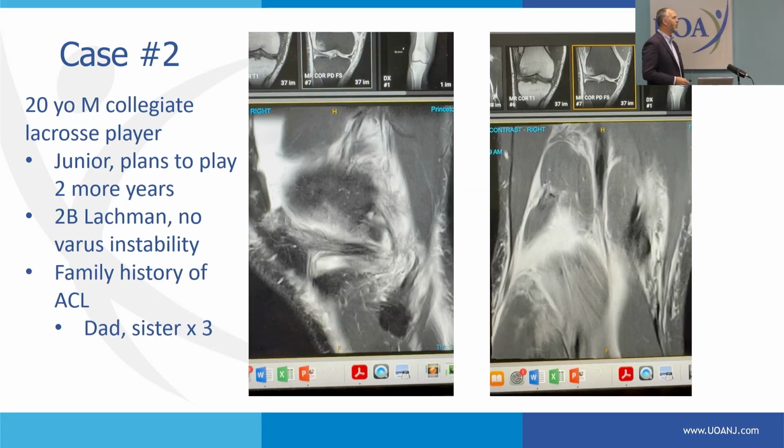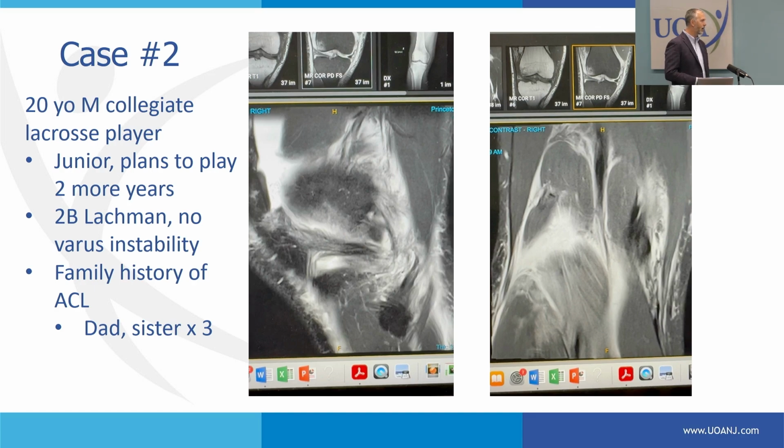So we have a 20-year-old male who's a collegiate lacrosse player. He's a junior, wants to play 2 more years. He had a pretty classic story, non-contact pivoting injury. Swollen, concerning Lachman, doesn't have any clear signs of a collateral injury on your exam. But as you get to talking to him, he's from out west, and his dad had torn his ACL. His sister had ACL tears in both knees and had a revision on one. So this is a family that gets it, and they've been through this.